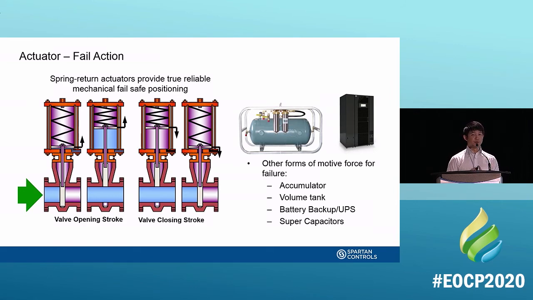There are other forms of fail action. You can see there's the accumulator, volume tank, UPS, battery backup, and super caps as well. Generally, if you're doing an emergency shutdown valve, or if you want something that is reliable and guaranteed to shut off, I would go with a mechanical fail action, and that is with a spring fail action. It's the most reliable out there. But if you can't have a spring fail action, there are other forms out there.